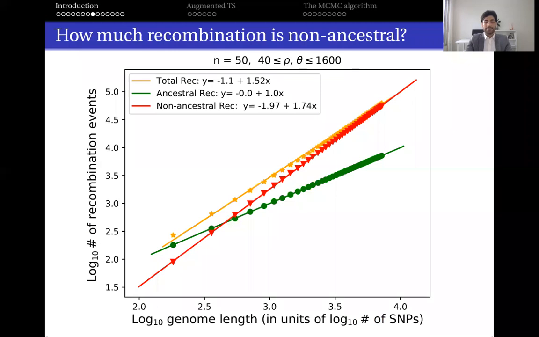In this plot, the x-axis is the logarithm of the number of SNPs, and the y-axis is the logarithm of the number of recombination events. This green line here is the ancestral recombination. This is what SMC and SMC-based methods can model. The red line is the non-ancestral recombination, and the yellow is the total number of recombinations. As is clear from here, the non-ancestral recombination approaches the total number very quickly. For this area, we see that the majority of recombinations are non-ancestral.